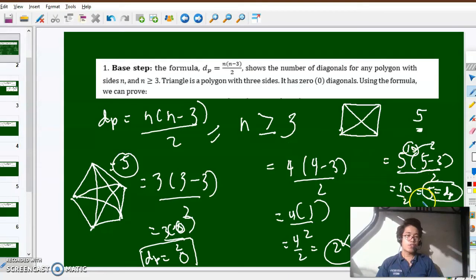And that's also what we get for our base step. So these are the base steps for our problem, where we try to substitute values. But after the base step comes the induction step.